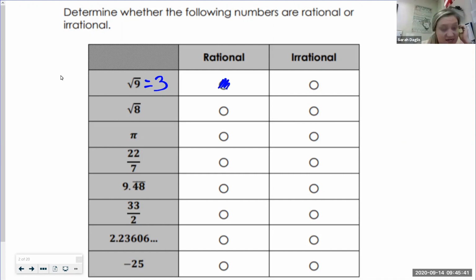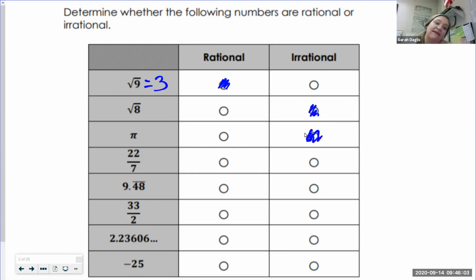Square root of 8 cannot be simplified. So because the square root of 8 cannot be simplified to be a nice pretty number, that is going to be an irrational number. Pi, that was one of our examples. It's a decimal that goes on forever with no pattern, therefore that's an irrational number.